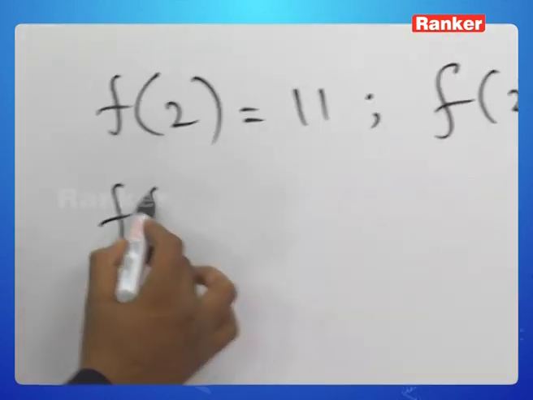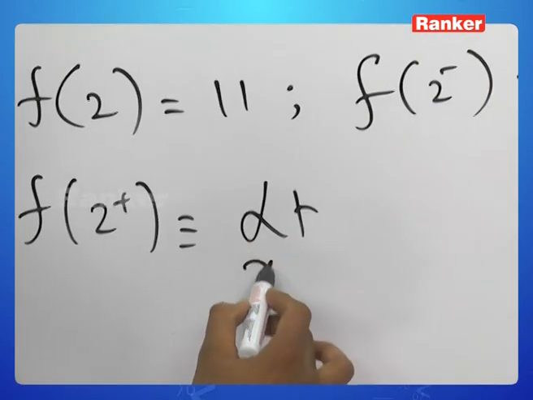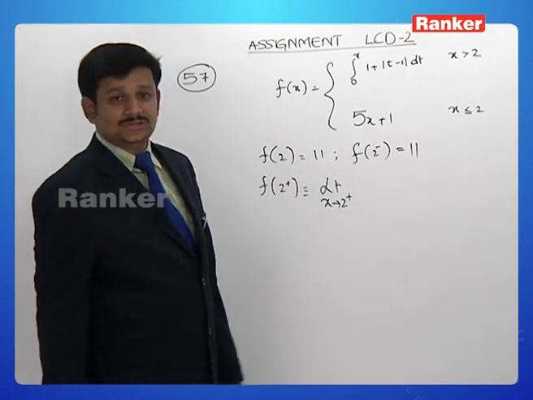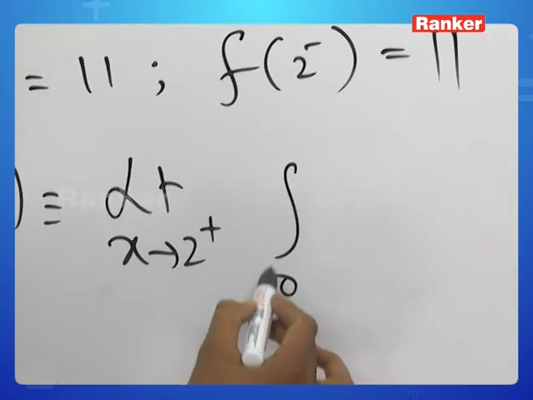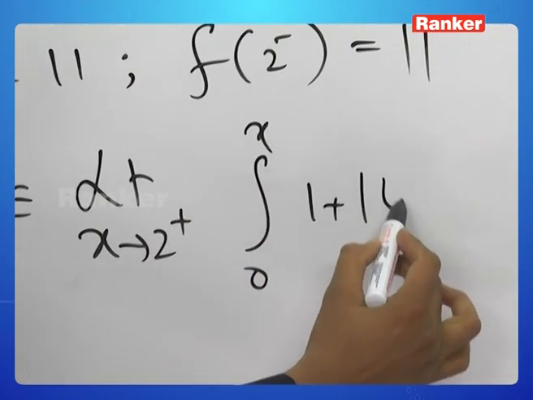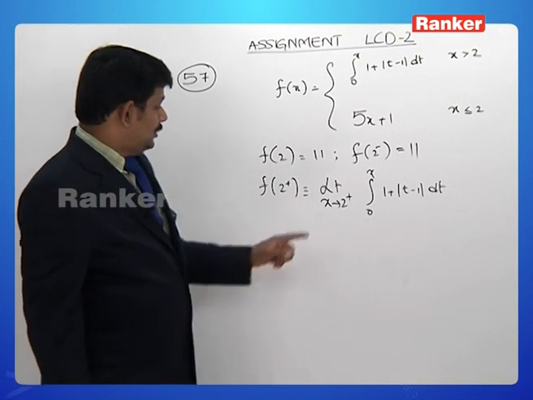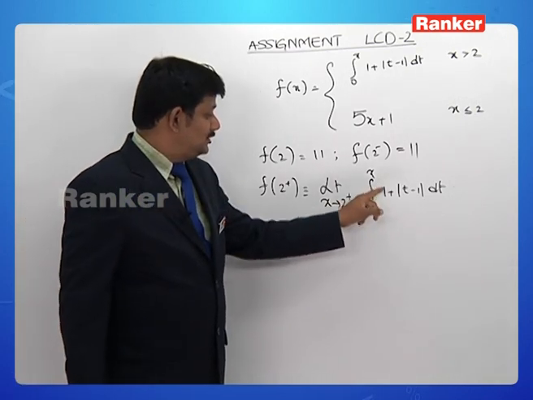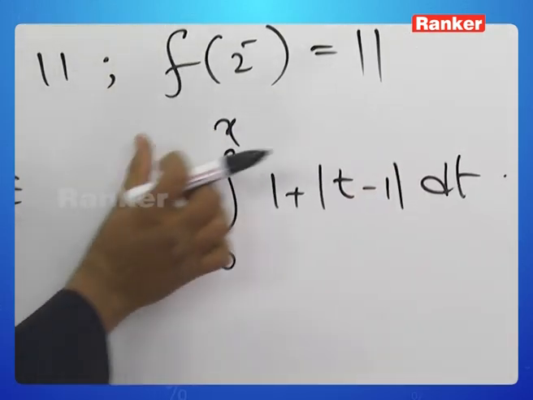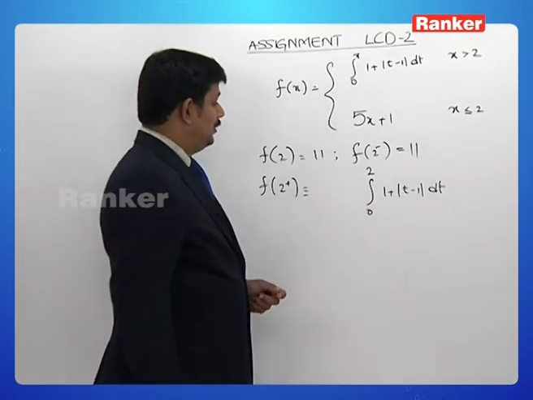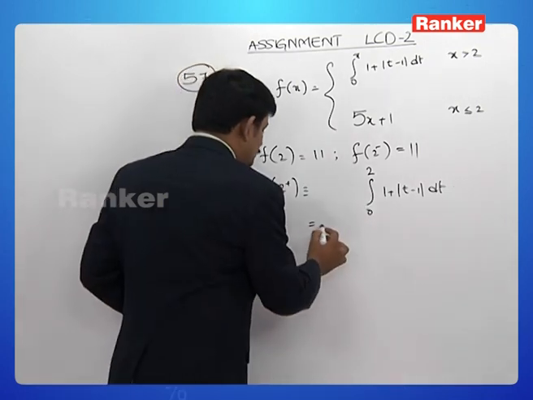Let us now see f of 2 plus, the right hand limit at 2. Whenever x is greater than 2, that is whenever x is tending to 2 plus, f of x is given by the integral from 0 to x of 1 plus mod t minus 1 dt. As x tends to 2 plus, this can be written as the integral from 0 to 2 of 1 plus mod t minus 1 dt. The integral of 1 from 0 to 2 is 2.